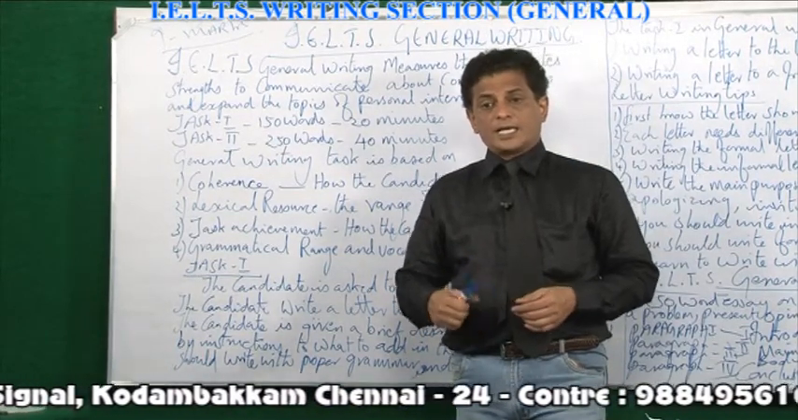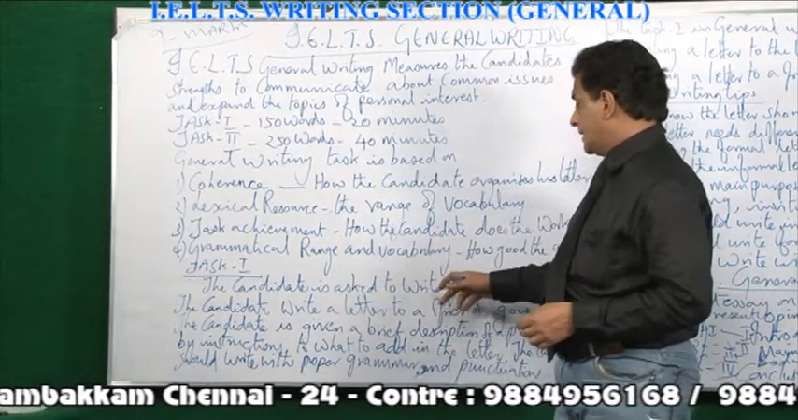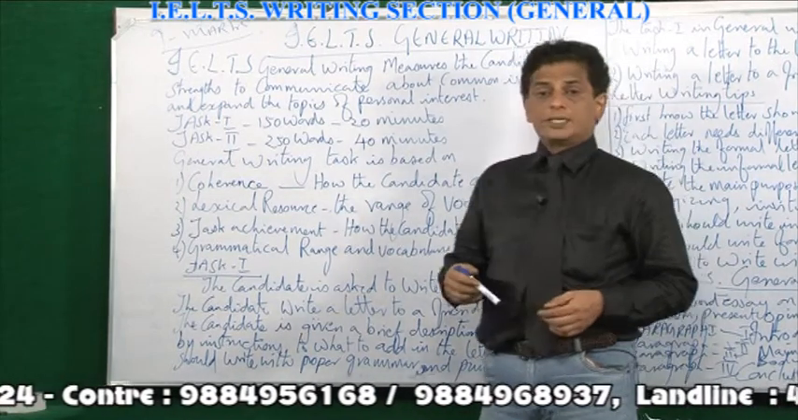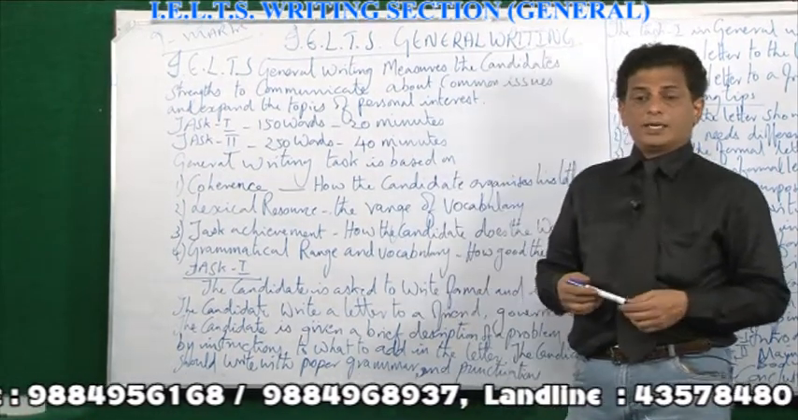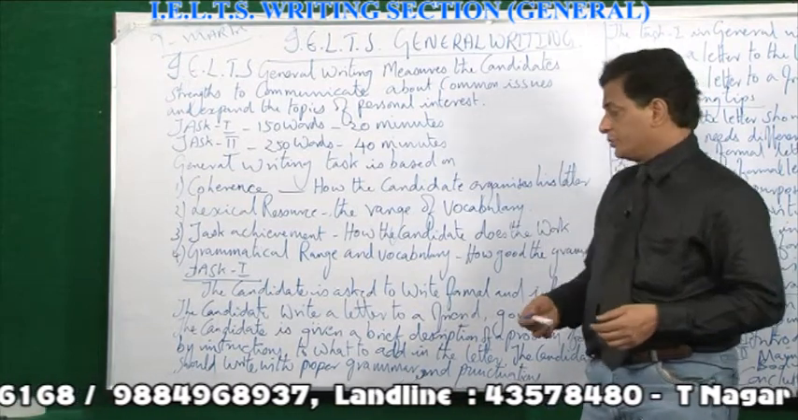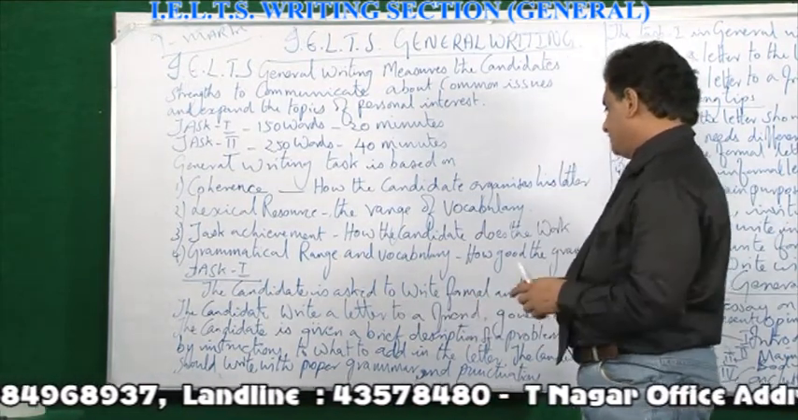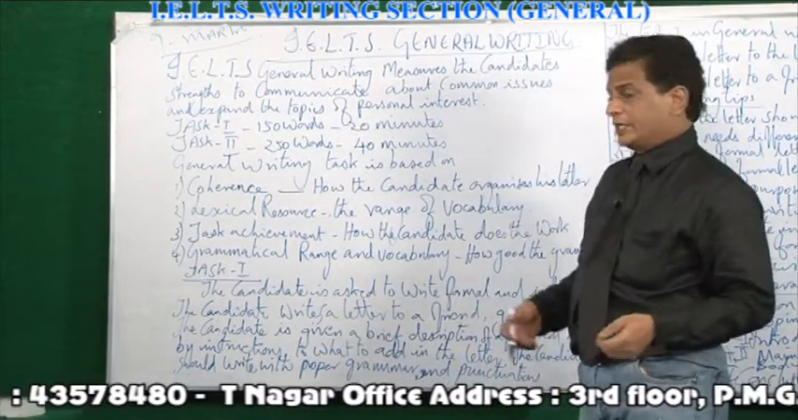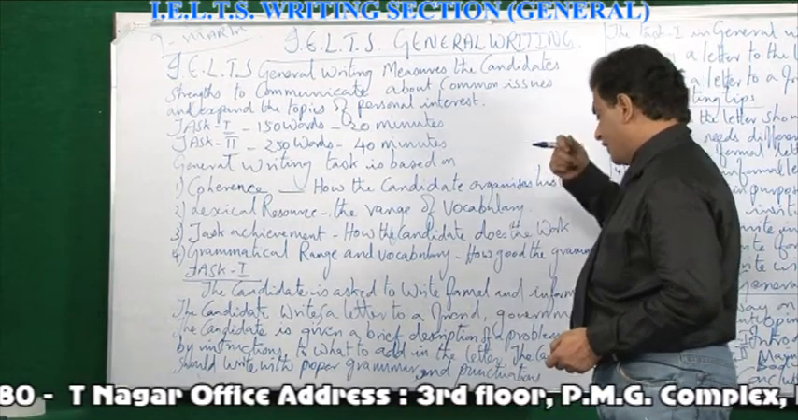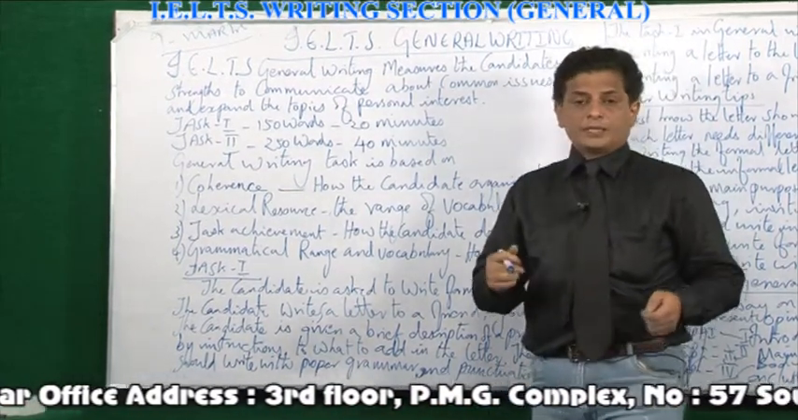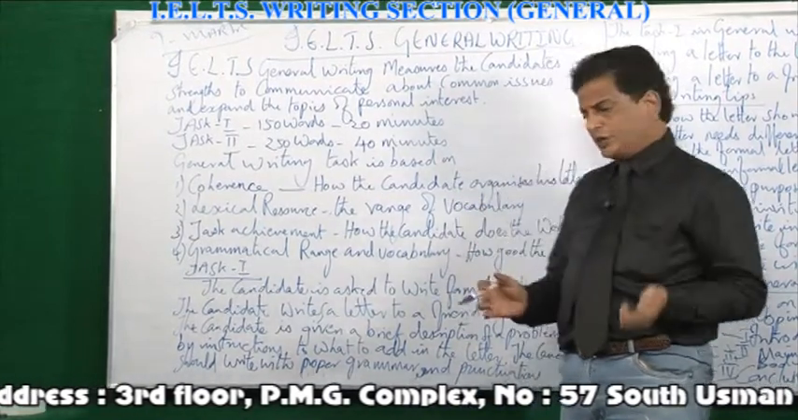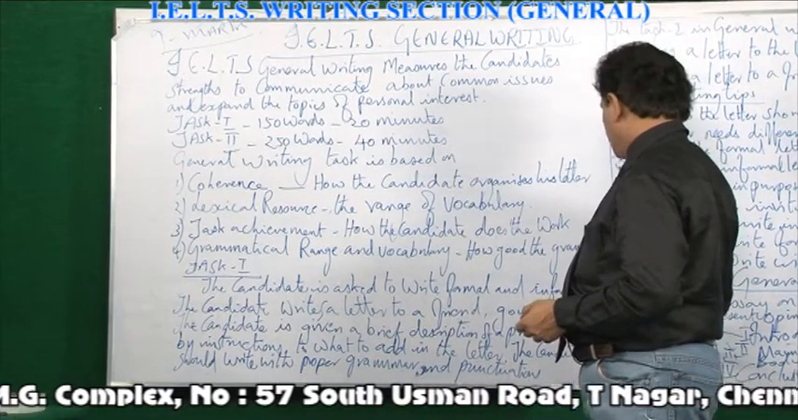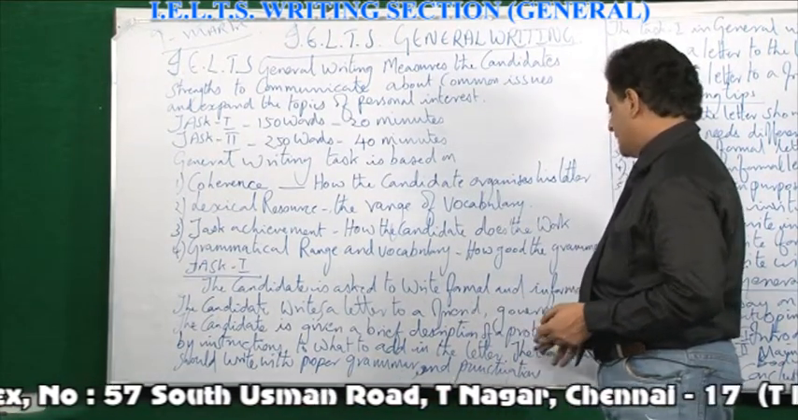evaluated. So in task 1, the candidate is asked to write a formal or an informal letter. The candidate writes a letter to a friend, a government, or various authorities. The candidate would be given a brief description of what the problem is, followed by instructions on what to add in the letter.